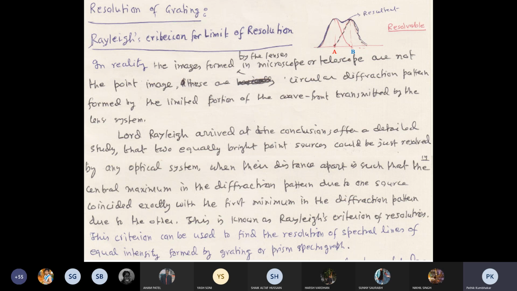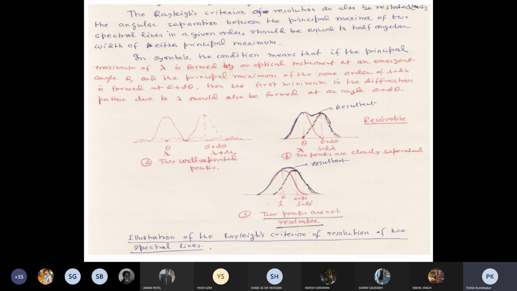In the same way, say there are two wavelengths, one at lambda and another at lambda plus d lambda. For example, your incident light contains two wavelengths, one at lambda, another at lambda plus d lambda. Now if the principal maximum of one is formed at the minimum due to the other, then these two wavelengths will be separated out. So the same criterion can be used to calculate the resolution of the grating that we will be discussing. So let me discuss it further in detail.